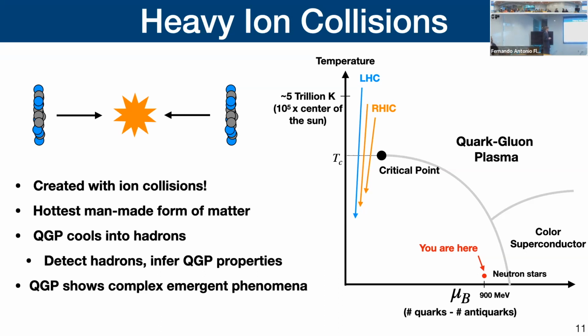And this quark-gluon plasma has been measured to be roughly 5 trillion Kelvin, which, to give you a sense of scale, is something like 100,000 times the temperature of the center of the sun. So this is incredibly hot matter. After we create it, it cools down.